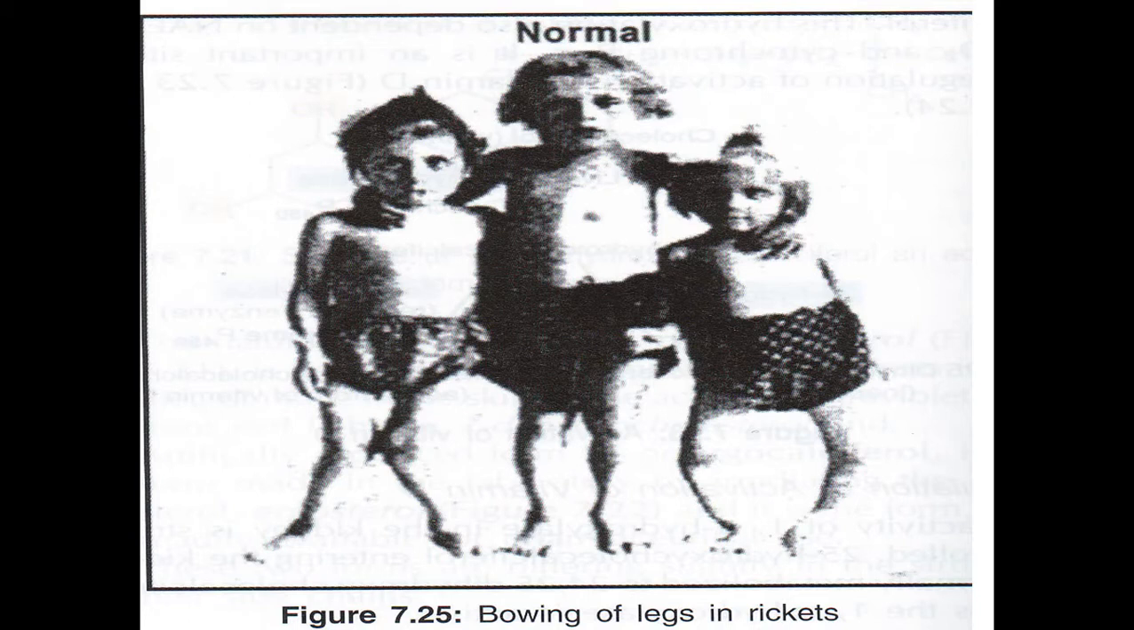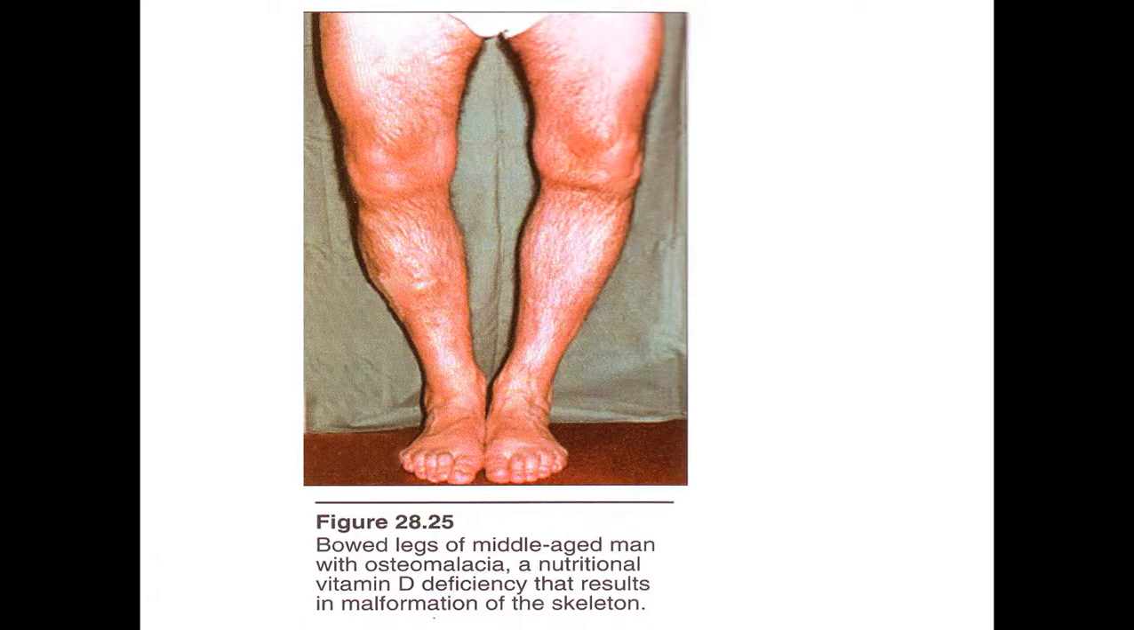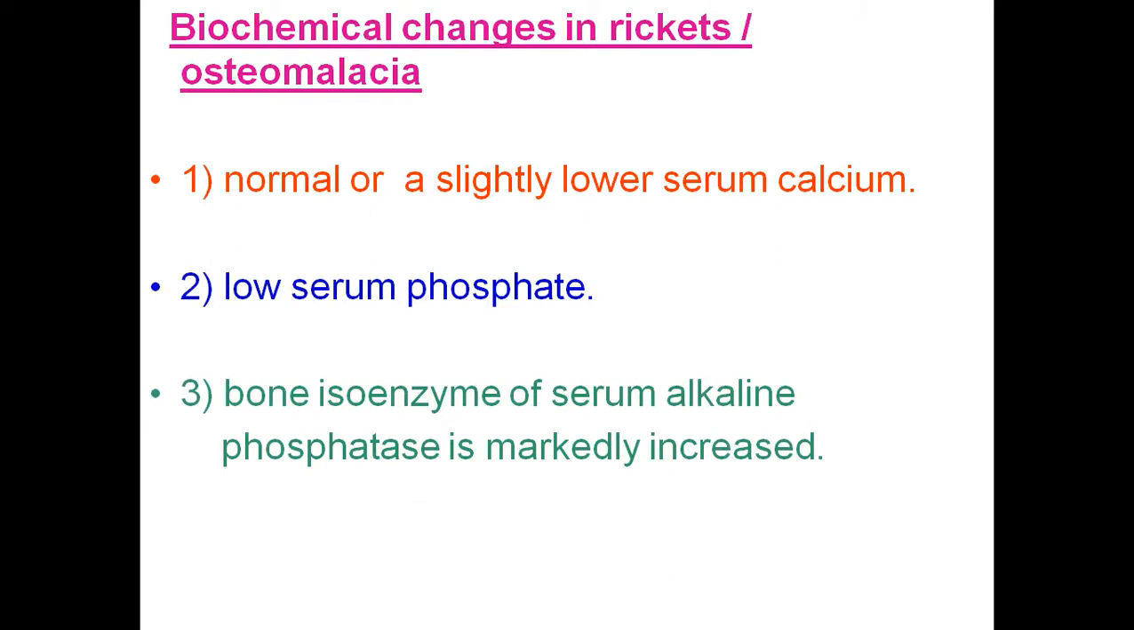This is because of insufficient mineralization of bones in children, leading to the condition called rickets. So this is a normal baby, and on either side is a baby showing rickets. This is knock knee, and this is bow leg formation in case of rickets in children. This is bow legs in a middle-aged person. You can see the bending in the bones resulting from nutritional deficiency of vitamin D. As a result, malformation of the skeleton takes place.